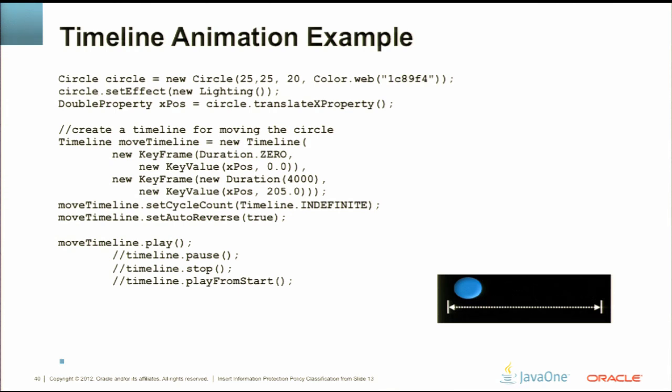And then you can also set auto-reverse to be true, which means that when you run the timeline, it gets to 4 seconds, the value of xpos has become 205. When it runs the next iteration of the timeline, it will go from 205 back to 0, which is what we want. So we want to reverse the direction that we're moving in. So you can set that by setting auto-reverse. And then when we play that, the timeline will actually vary the value of xpos between 0 and 205 over 4 seconds. Because it's a property of the circle, it will automatically be redrawn in the correct position.